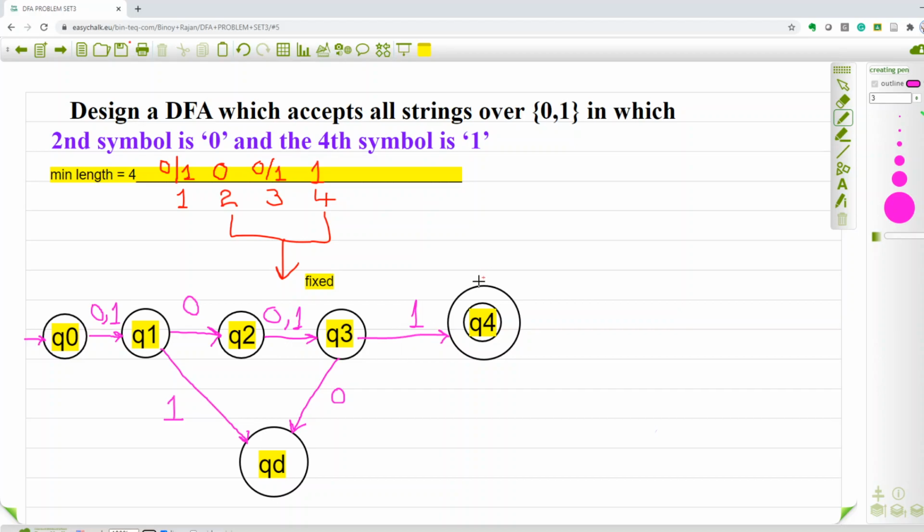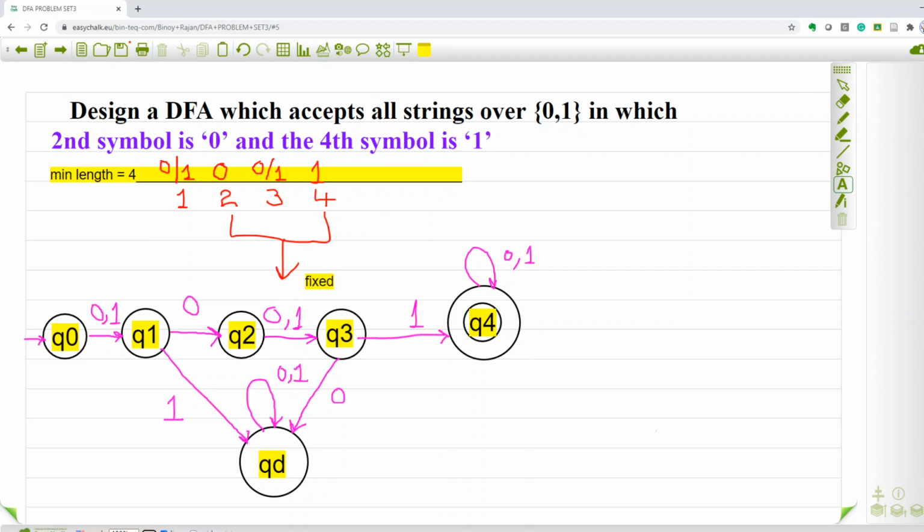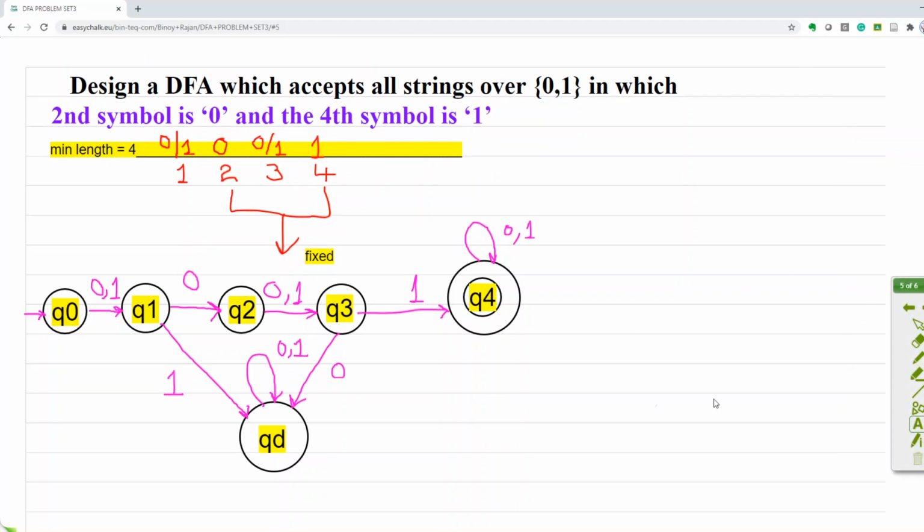And after the fourth symbol, there is no restriction, any number of occurrences of 0s and 1s is possible, and it can be a self loop. And for QD, according to the rule of a DFA, every state should consume all the inputs. So that's the end of the transition diagram. Now let's verify the string.